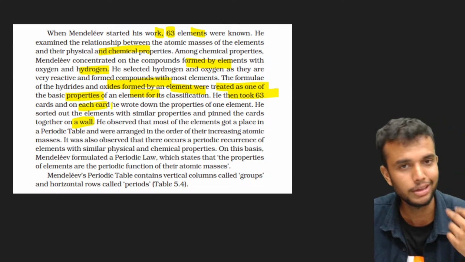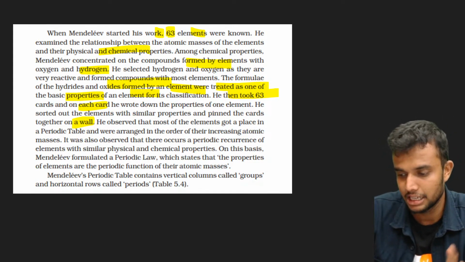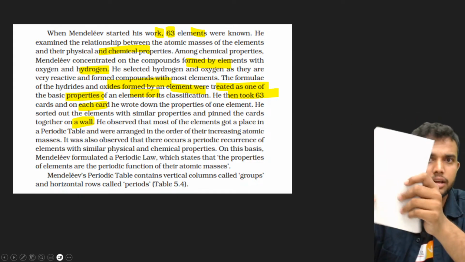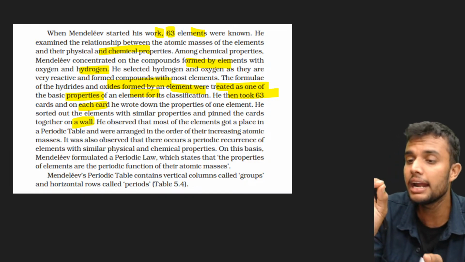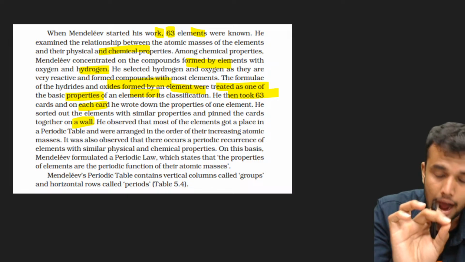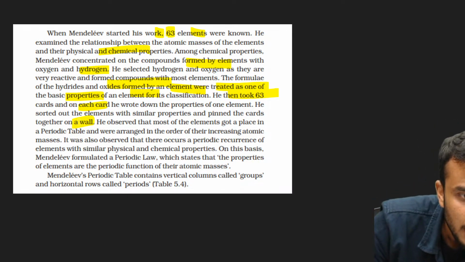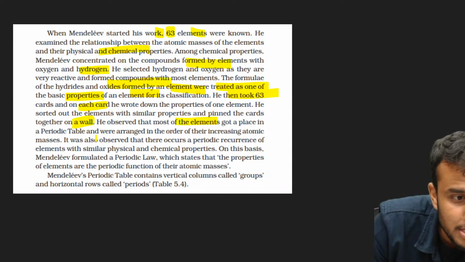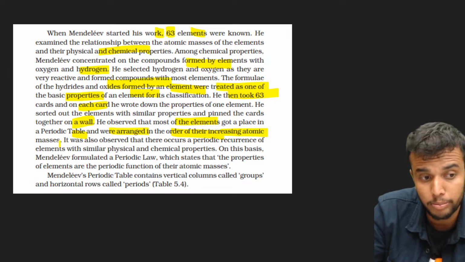Oh my god, what is the idea? Very simple. He took 63 cards, my dear students. Just look here, one book is there. He split this book, took 63 cards, wrote each element's formula and placed them on a wall. He observed that most of the elements got a place in the periodic table and were arranged in the order of their increasing atomic mass.